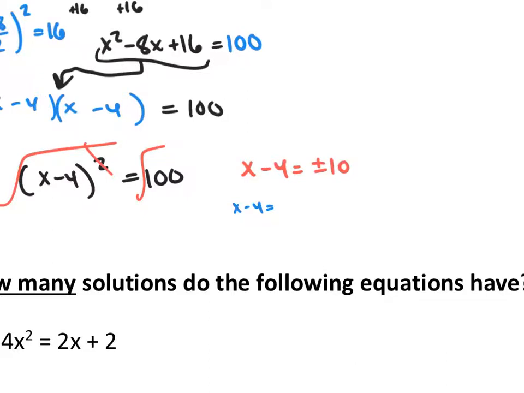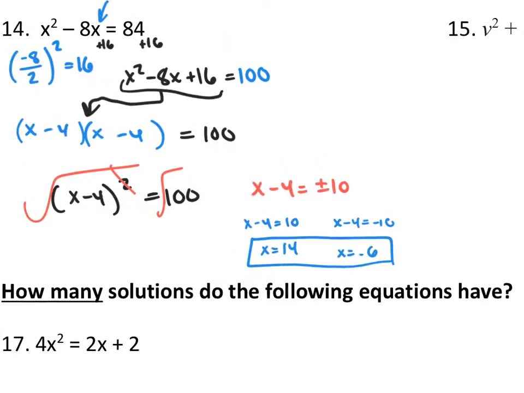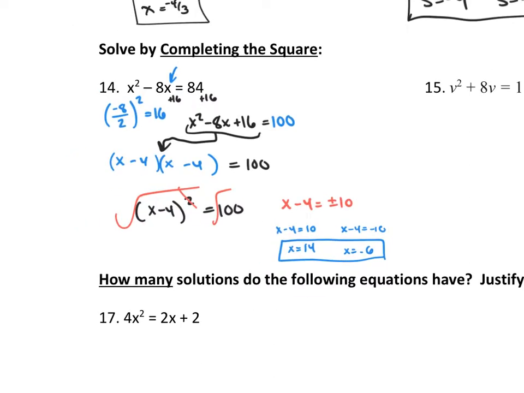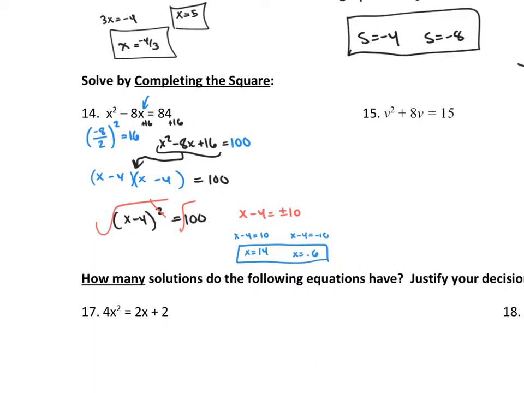And then we'll set up both cases. X minus 4 is equal to positive 10. X minus 4 is equal to negative 10. So we'll get that x is equal to 14, and we'll get that x is equal to negative 6. So those are the two x-intercepts. Those are the two spots that equation would cross over the x-axis.